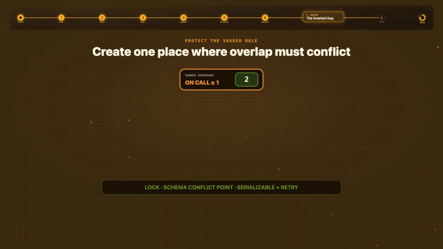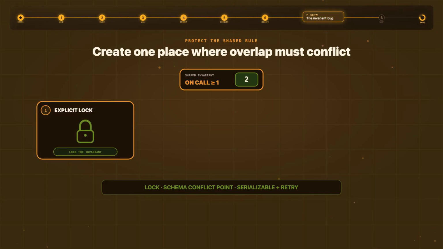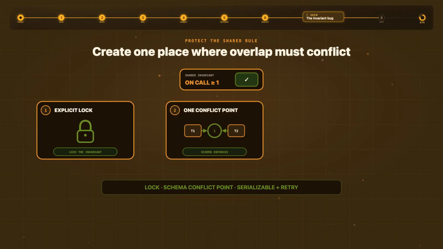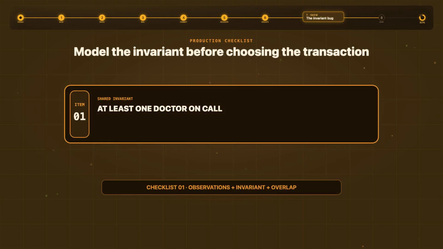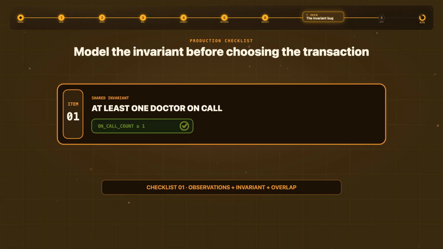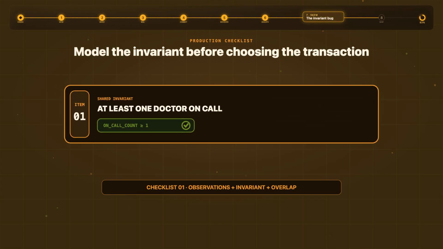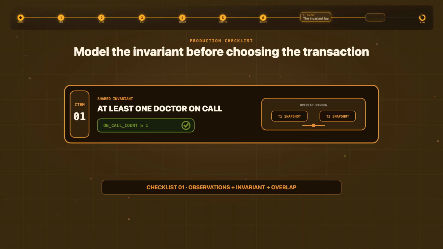You can prevent it by designing an explicit lock around the shared invariant, by changing the schema so the constraint is enforced in one conflict point, or by using true serializable isolation and retrying serialization failures. The important question is never just, do I use transactions? It is, which observations and invariants must remain valid while transactions overlap?